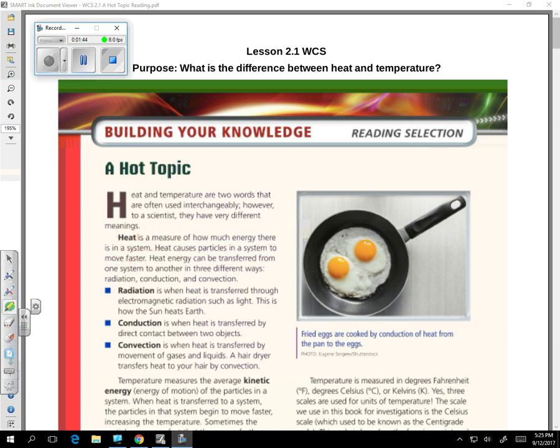Also, you noticed that we read that there are three different ways that heat can be transferred. So I need you to put a bracket right here because these are the three ways. And I need you to write in the margin 3 ways heat moves.